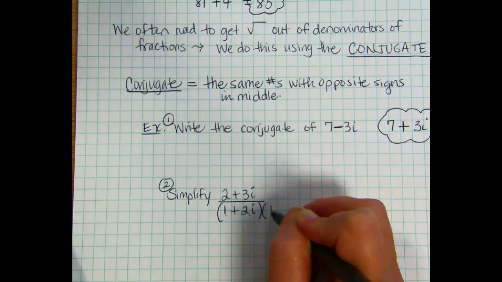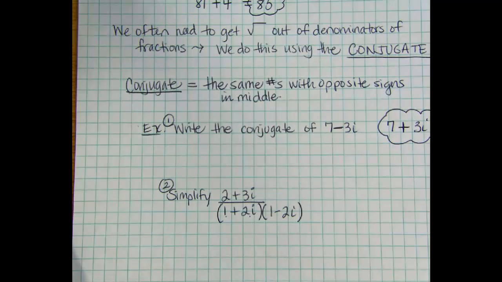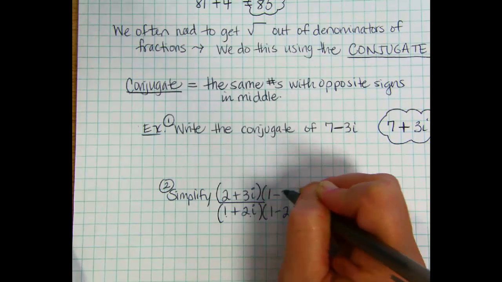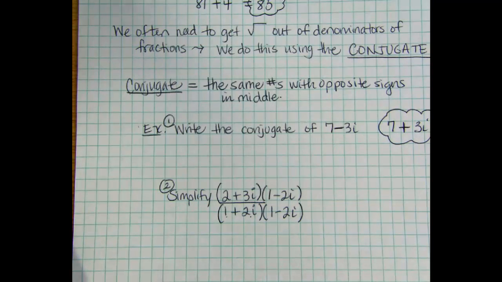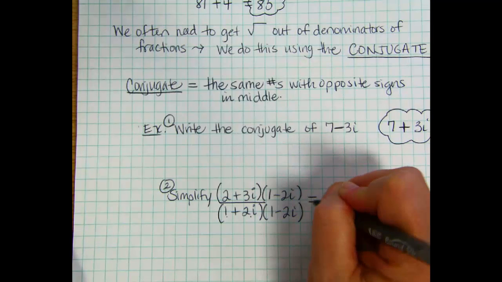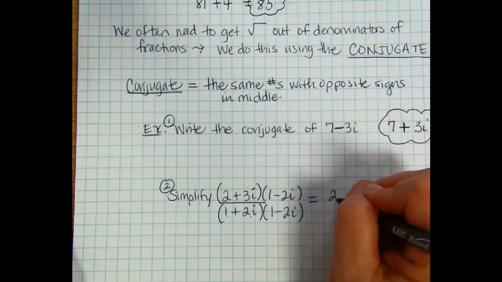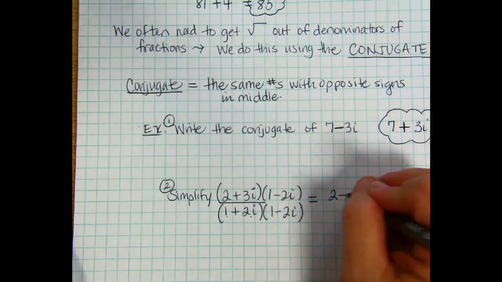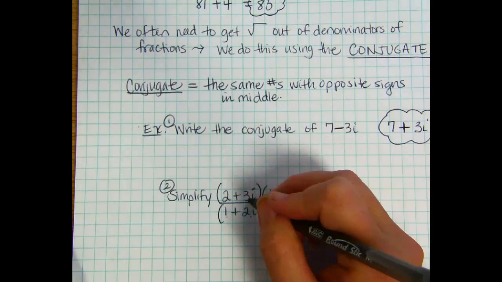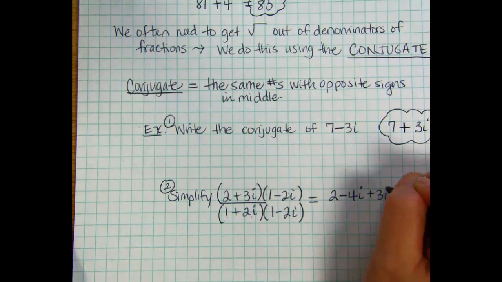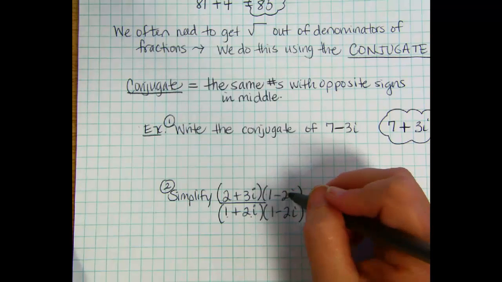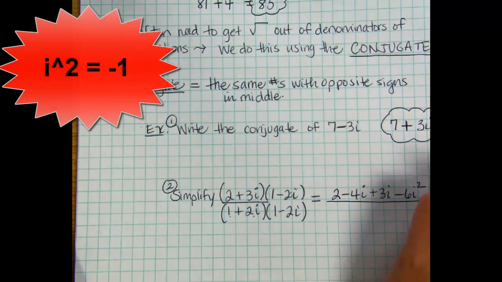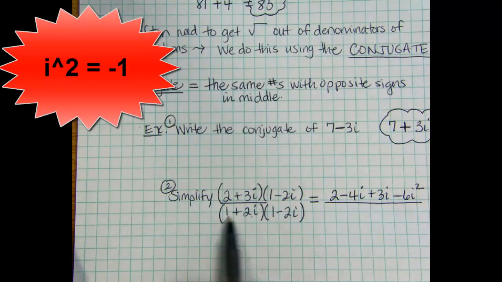So I take 1 plus 2i and I multiply it by its conjugate. The thing is, what you do to the bottom of a fraction, you always have to do to the top. So you have two double distribute problems here. Let's go. 2 times 1 is 2. 2 times negative 2i is negative 4i. 3i times 1 is positive 3i. 3i times negative 2i is negative 6i squared. I'll simplify that in a minute.